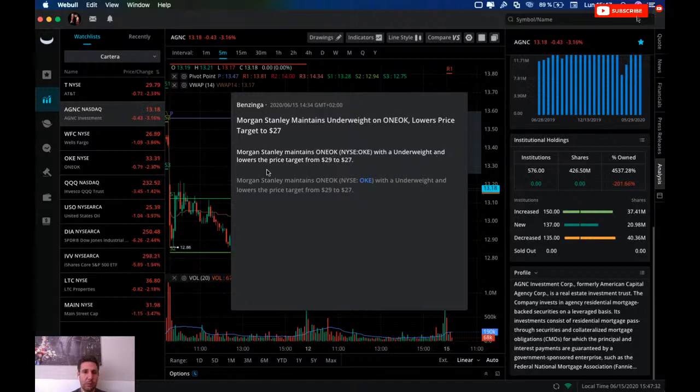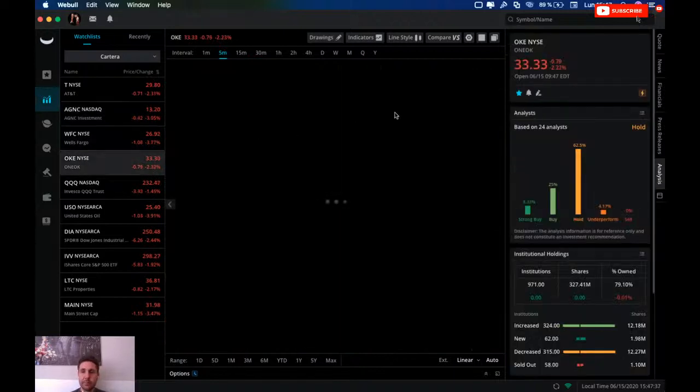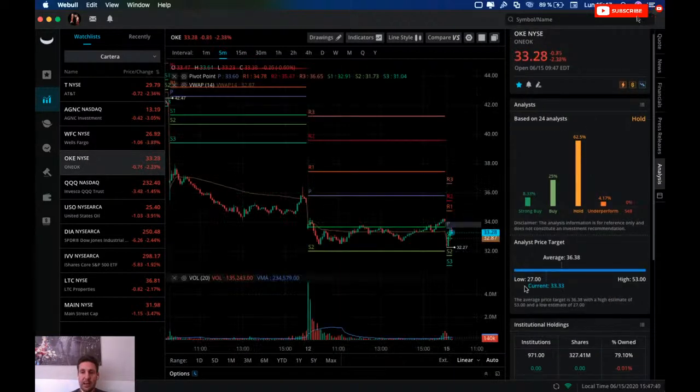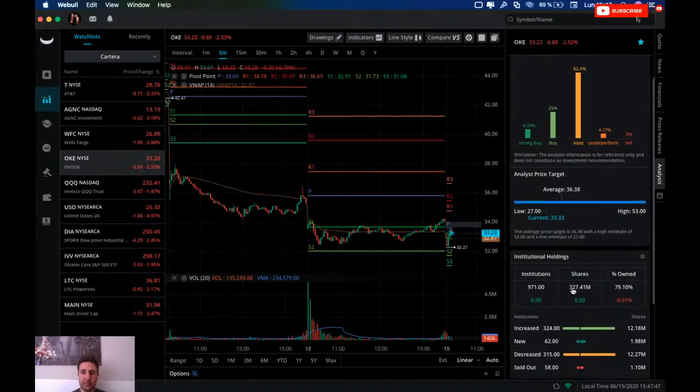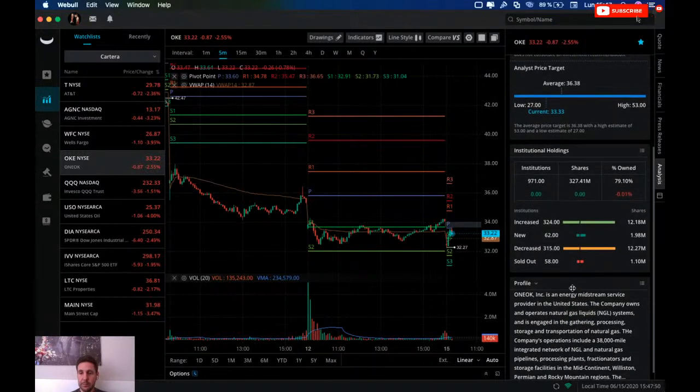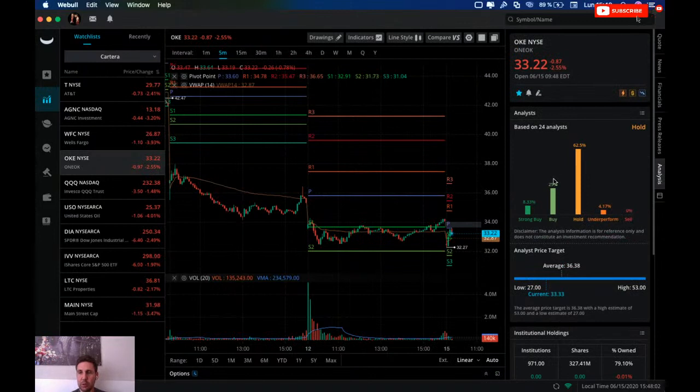They are also showing news with the owner lowering the price target from 21 to 27. We can see here its low, the current price, the average price, and its highest. Like this, we know where we can attack. Institutions increased, new decreased at 315 and sold out 58. So we are still a little bit bullish on this stock, but most are holding the position. That's what they are doing.